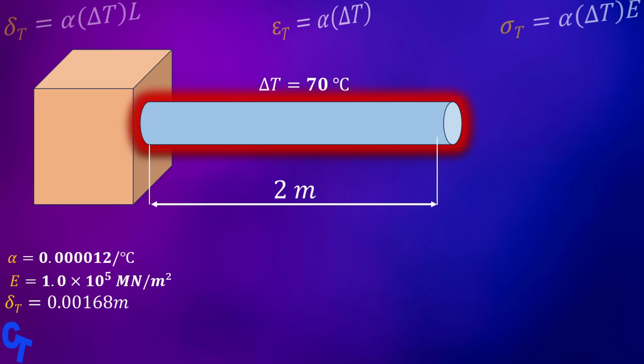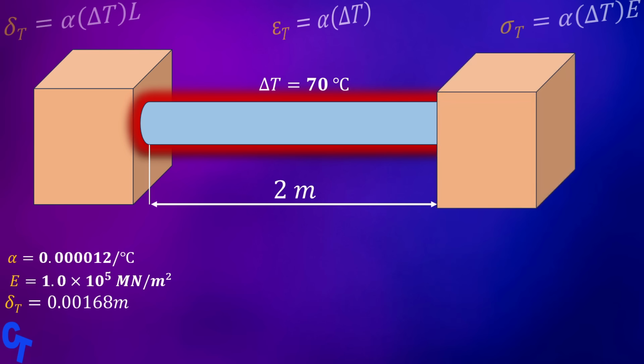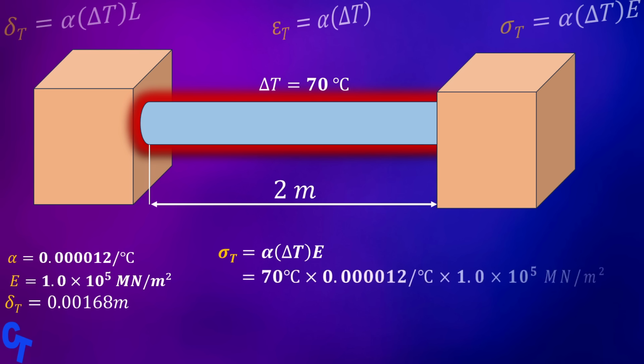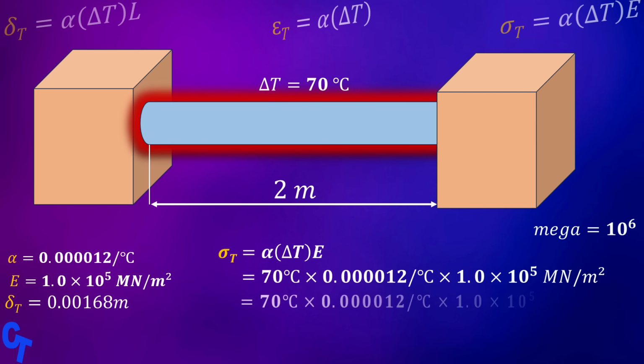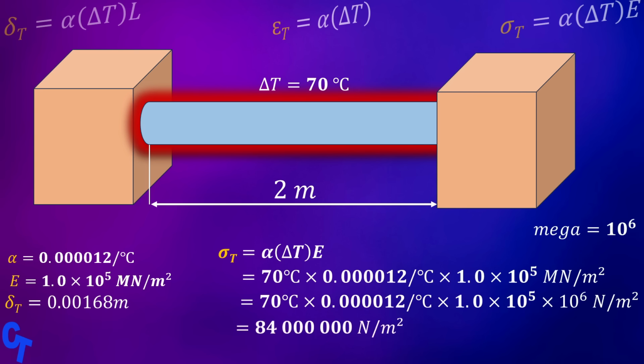Here's the second part of the question. If this expansion is prevented, find the stress induced in the material of the rod. To find thermal stress, we multiply alpha by the change in temperature and E. Remember, alpha is the coefficient of thermal expansion and E is the modulus of elasticity. Let's do that. We know that mega is a unit prefix in metric systems of units denoting a factor of 1 million. Now let's plug in our values, and if we do that, we get our answer as 84,000 newtons per square meter. Of course, we can express this large number in meganewtons.